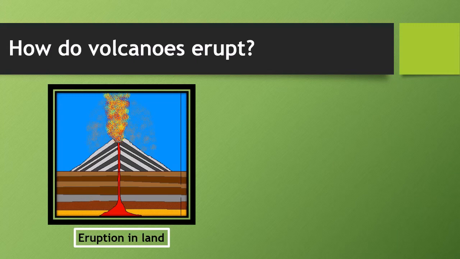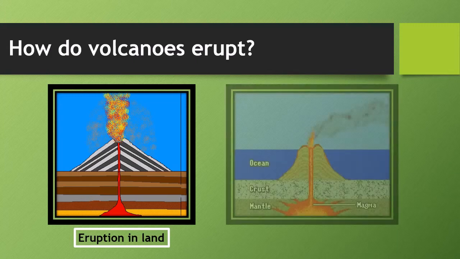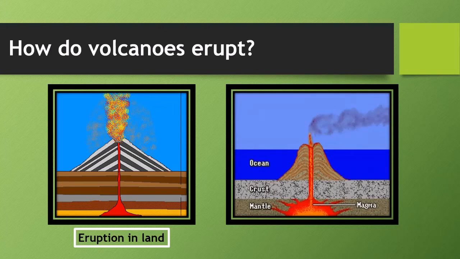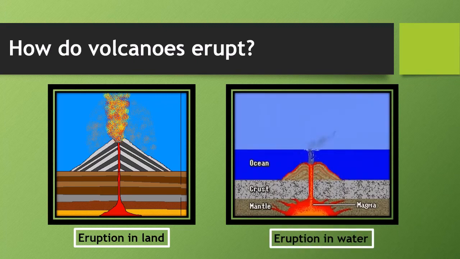There are also volcanoes under the ocean or in bodies of water. So this one illustrates an eruption in water. Another way an eruption happens is when water underneath the surface interacts with the hot magma and creates steam. This can build up enough pressure to cause an explosion. Eruption in bodies of water causes the formation of volcanic islands.